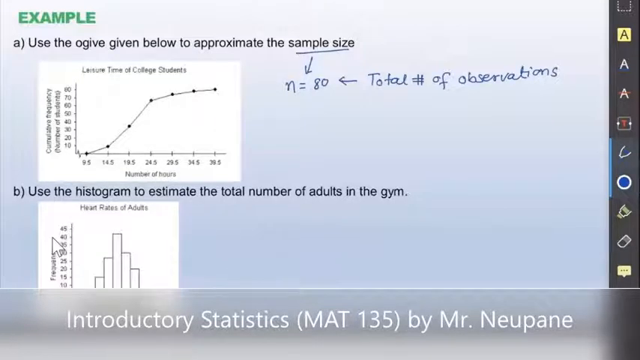Okay, B now. In B, we are asked to use the histogram to estimate the total number of adults in the ZIM. So this is about the number of adults who went to ZIM, and the frequency is given based on their heart rate. That's how they are measured. So what we have to do, by looking at this, is find the total number of observations.